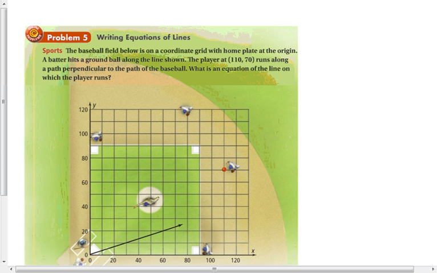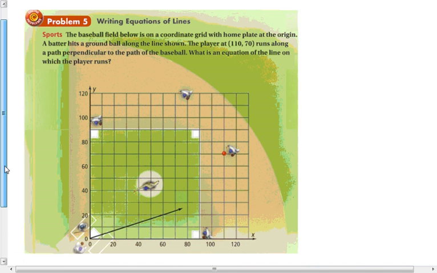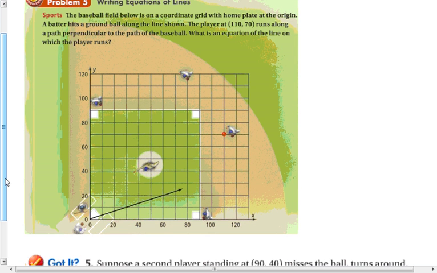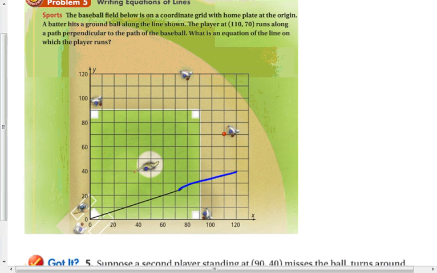All right, the last problem, writing an equation for a line. The baseball field shown below is on a coordinate grid with home plate at the origin. The batter hits the ground ball along the line shown. The player at (70, 170) runs along the path perpendicular to the path of the baseball. What is the equation of the line on which the player runs? So the ball is coming this way, and the player is going to run this way to get the ball.